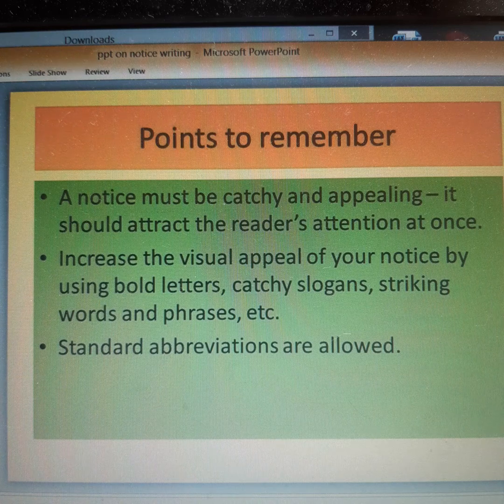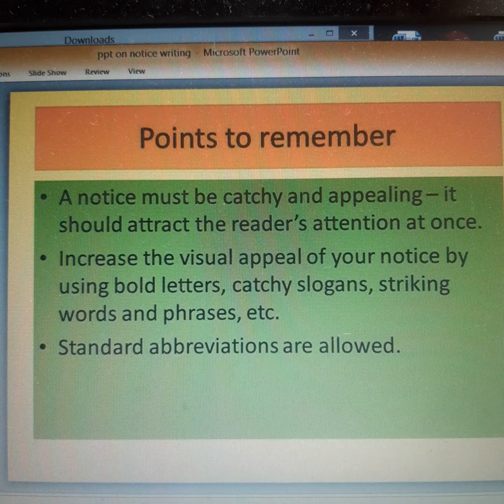Abbreviations are allowed. What do I mean by standard abbreviations? These are the shortened forms. For example, Mr. can be written as MR full stop, President as PRES full stop. So these are all the standard abbreviations, children.